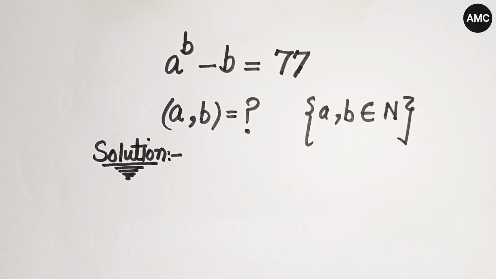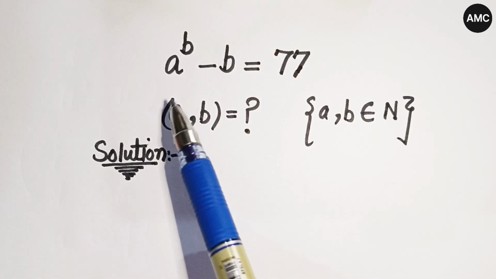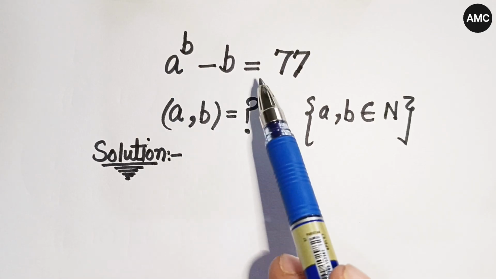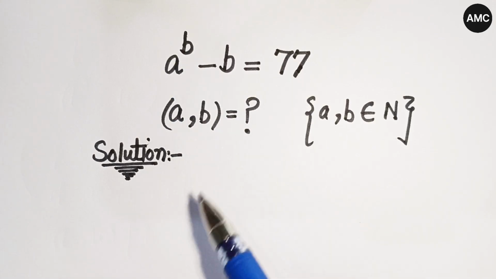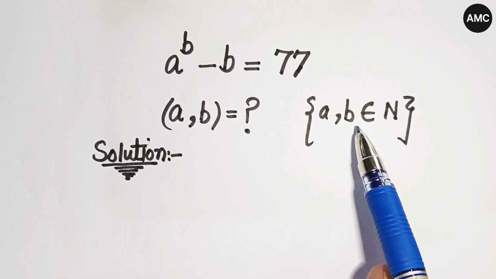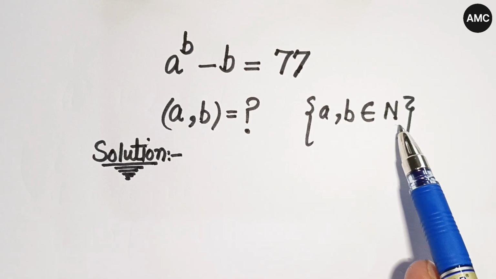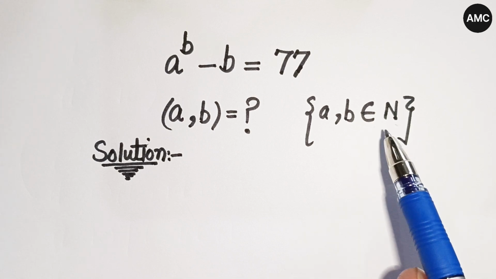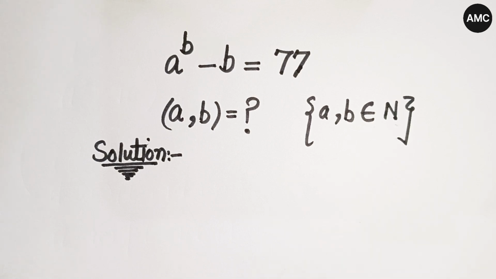So today we are diving into a nice Olympiad problem that will help you to solve different problem solving questions. So now our question is a to the power b minus b is equal to 77. So we have to find the value of a and b, and a and b belong to natural numbers. So it is a condition here, it is the domain of this problem.